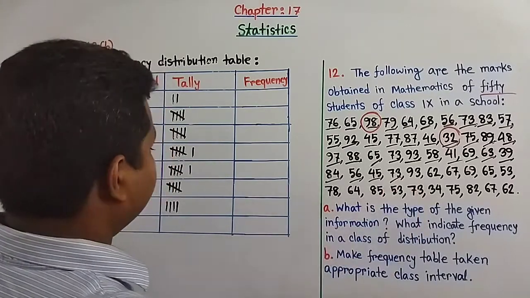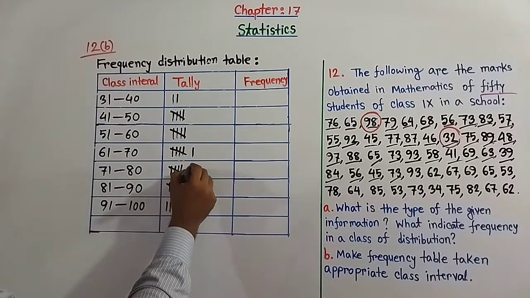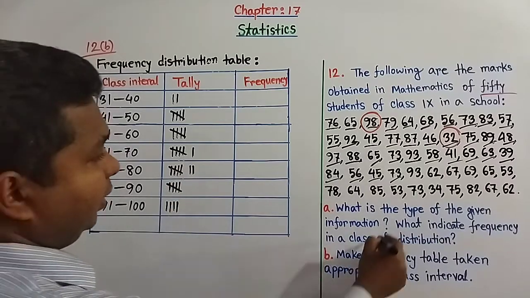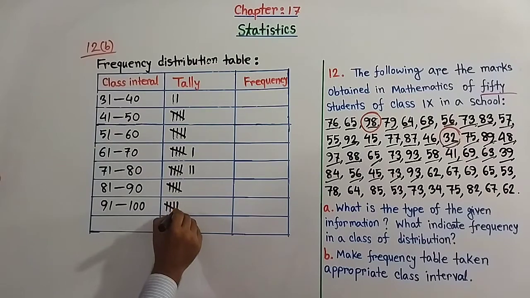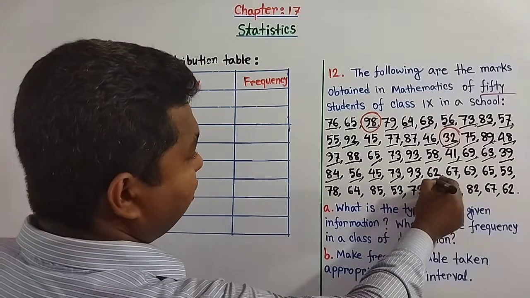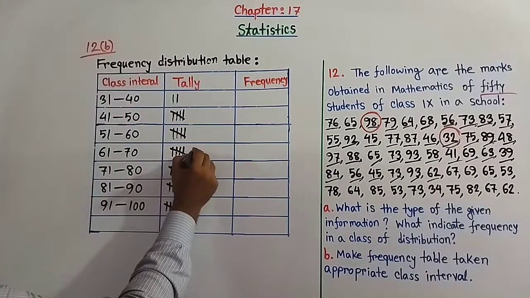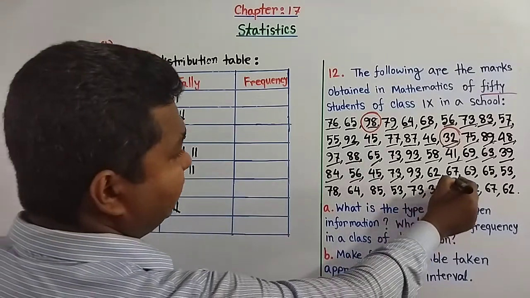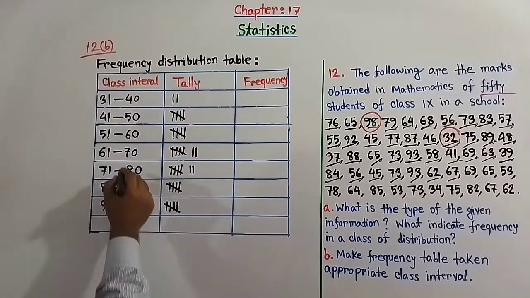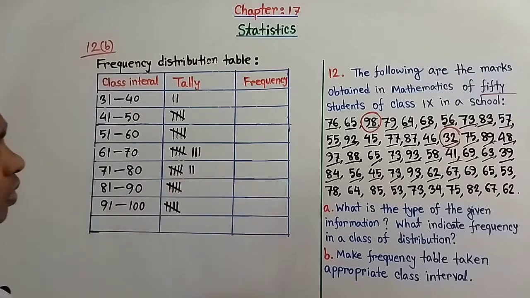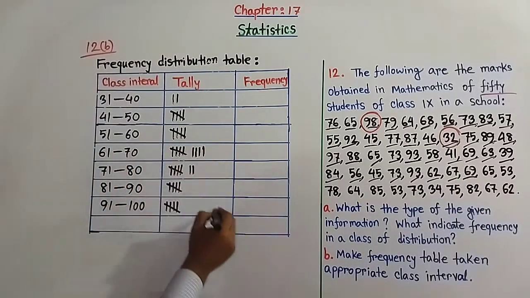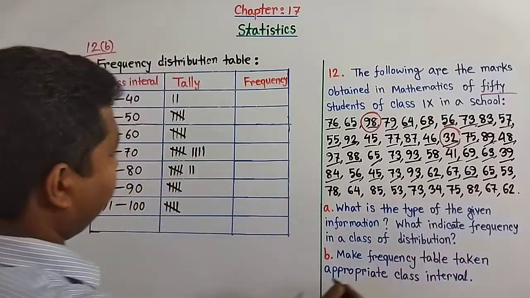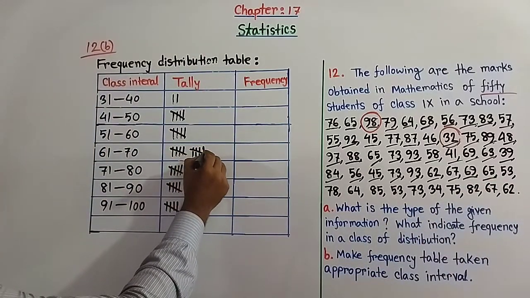Then 73. So it will be our 73. Then 93. So for 93 this one. Then 62. So for 62 this one. Then 67. So for 67 this one. Then 69. Again this one. Then 65. Again this one.